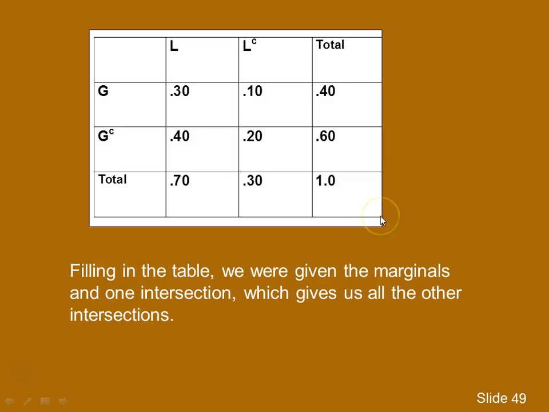Again, notice I could set all of this up in a table. The probability of green eyes is out here, 0.4, and brown eyes is 0.6. Long antenna is this column row total of 0.7. Short antenna is 0.3. And lastly, I gave you this intersection. Green eyes and long antenna is 0.3. That allows me to fill in all the other numbers in the table in case I need them. I might not.